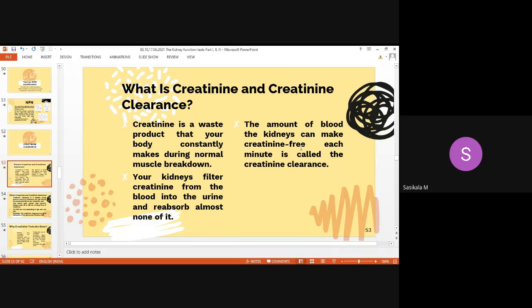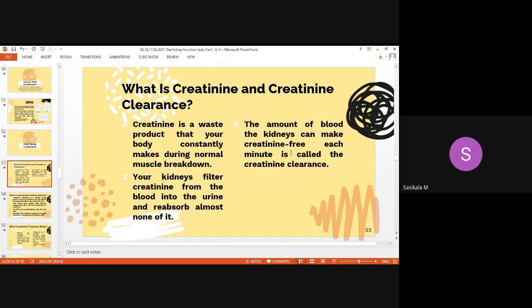Got it? What is creatinine clearance? The amount of blood the kidneys can make creatinine free. How much blood the kidneys are filtering for the creatinine present in the blood is known as creatinine clearance. That means creatinine is cleared from blood since it is a waste product, right? So where is it removed, where is it cleared? At the kidneys, by means of the glomerulus, which is present in the nephron.